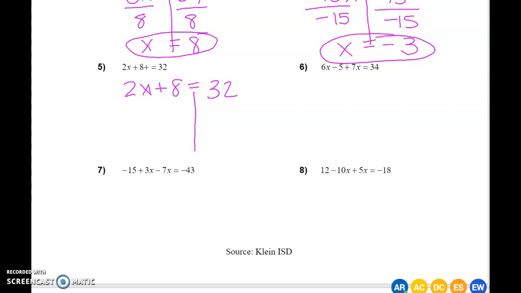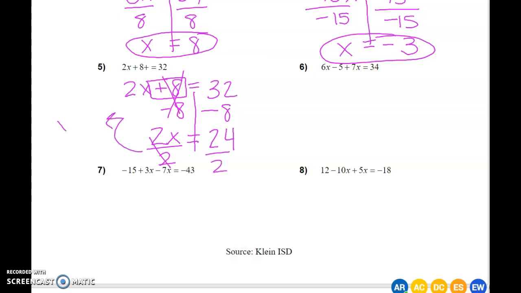So first I have to reverse the order of operations. So I have to get rid of addition and subtraction first. So I have to undo this plus 8 by subtracting it because that's the opposite of adding. So when I do that, 8 minus 8, that's 0. Over here, I'm just left with 2x equals 32 minus 8, which is 24. Now I have to get rid of the 2 by dividing because that's the opposite of multiplying. And that's going to be x equals 12. Okay.